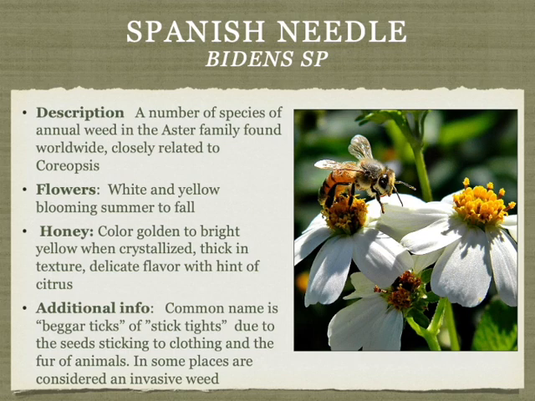The genus name is Bidens, which has nothing to do with the U.S. president. The name comes from bi, meaning two, and dens, meaning teeth. That's because the seeds have two teeth, which allows them to stick to clothing or the fur of animals, which can be very annoying, and in some places it's considered an invasive weed. However, in some locations the bees seem to like it, and they produce a wonderful bright yellow honey.